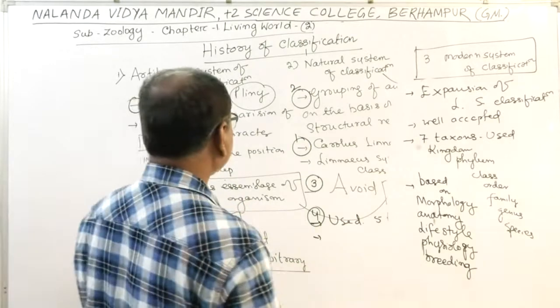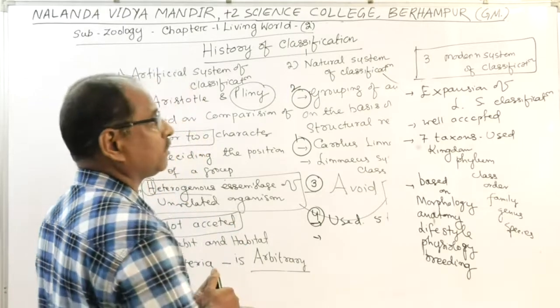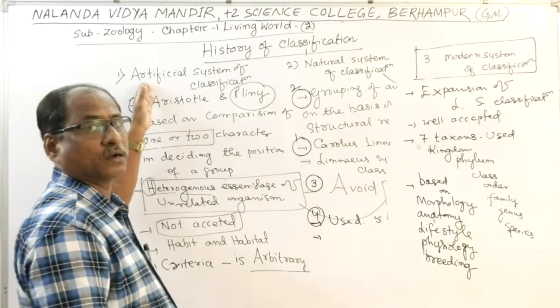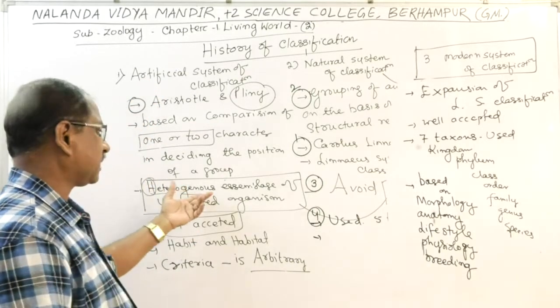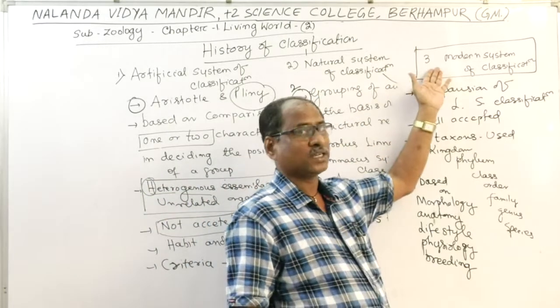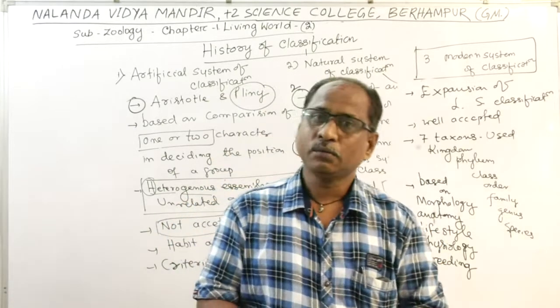So there are three different types of classification: artificial system, natural system, and modern system of classification. The first classification, artificial, is not accepted, as it shows a heterogeneous assemblage of unrelated organisms. But the modern system of classification is well accepted, the classification we study today.